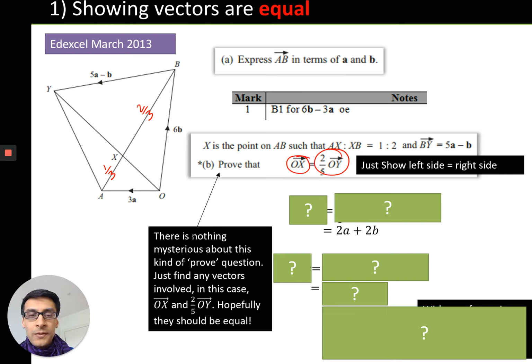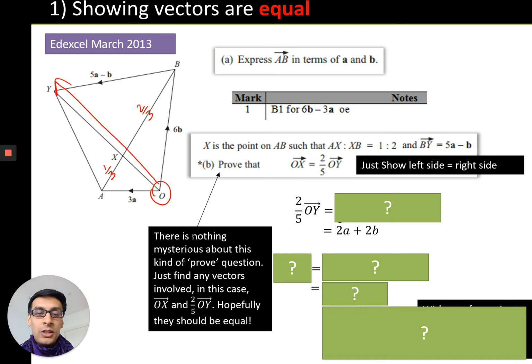Prove that, so this is where the proof question comes into action here. OX is equal to 2/5 of OY. So all we need to do is really show that the left-hand side equals the right-hand side. We can start with one of these first. So we're going to start with 2/5 of OY. How do we get from O to Y? So you need to write this out.